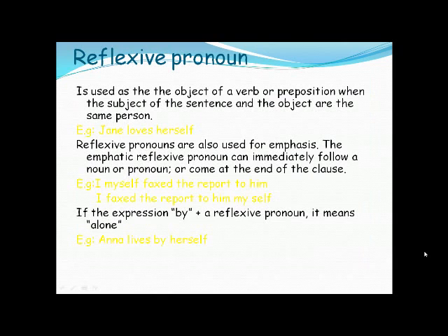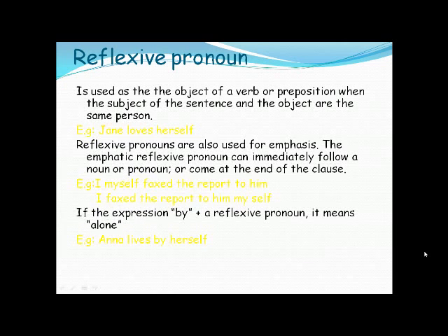And this is the next kind of pronoun. Reflexive pronoun is used as the object of a verb when the subject of the sentence and the object are the same person. For example, Jane loved herself.